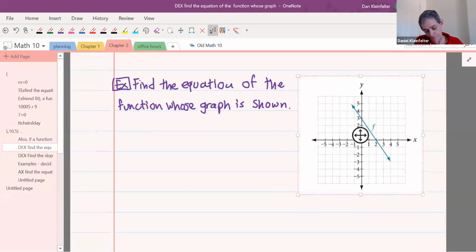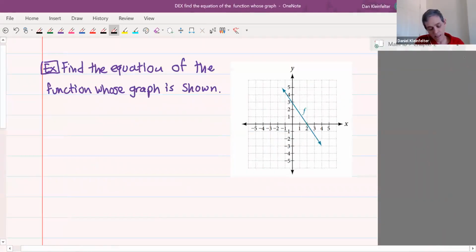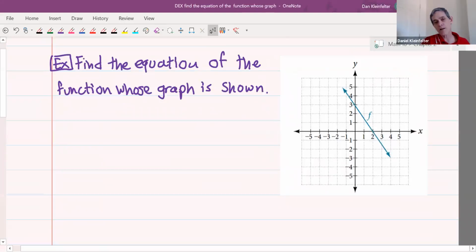Okay, more examples. Still continuing to focus on graphs. So we've done examples where we were finding the equation of a line given a point and a slope or 2 points. In this one, we're given the graph, and we're going to use that to help us produce the equation of the line. So we could do it in 2 ways. We could do it using 2 points. I think I'm just going to use a point and a slope.